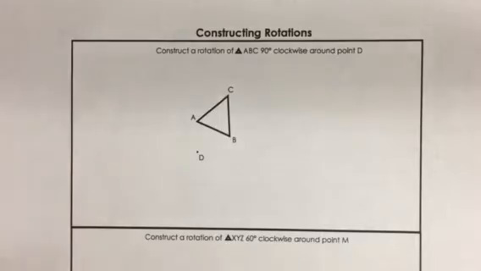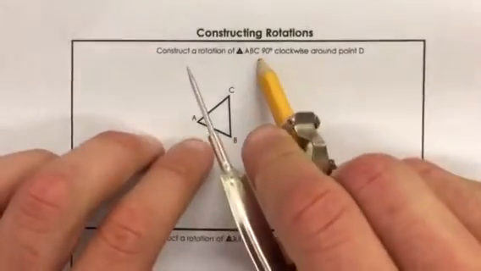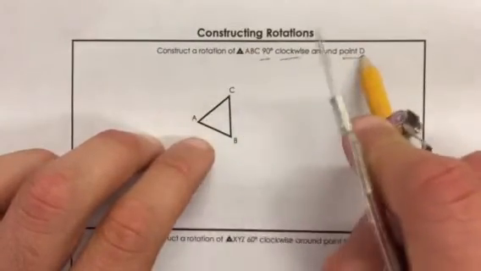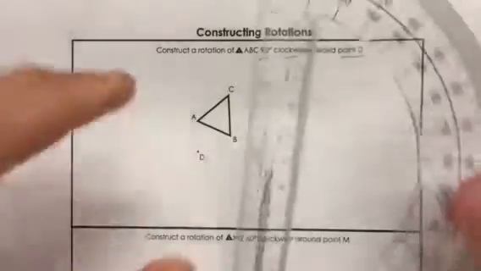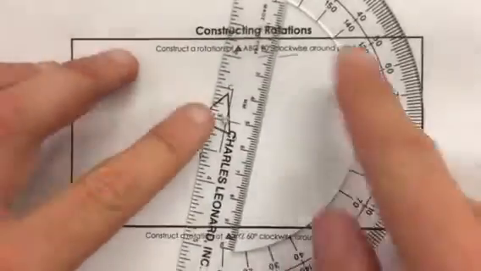All right, so there's three key pieces of information there. 90 degrees, clockwise, and point D is our center of rotation. Okay, this is how it's done. Pay attention close. Make sure your protractor is right side up. That means the numbers are going in the right direction.